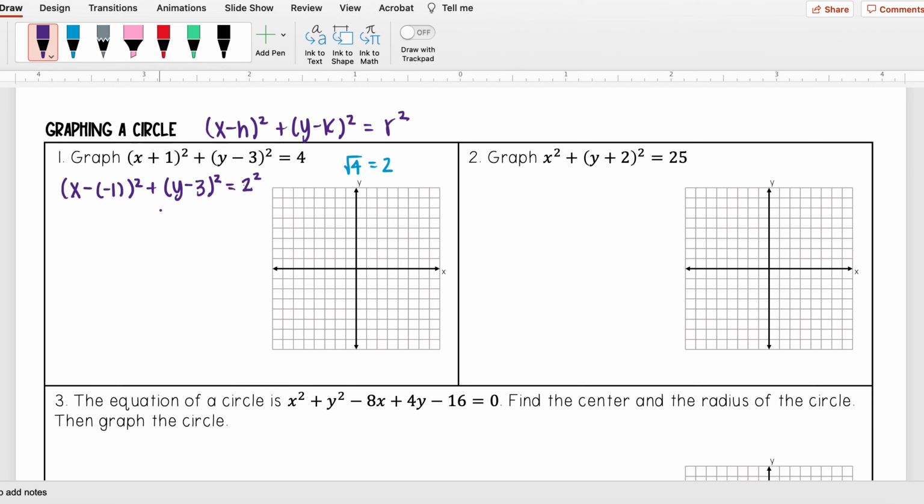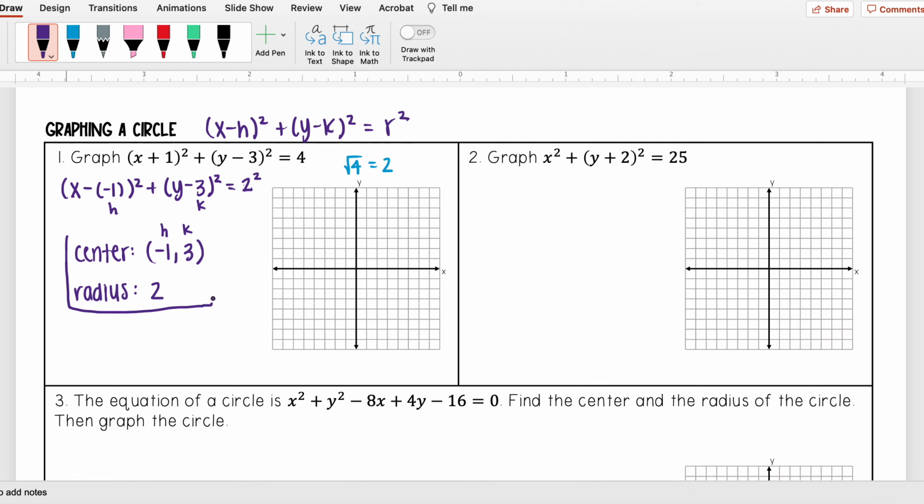Now looking at this, I can identify what my center is and what my radius is. I see that my center is negative 1, 3. Remember, that's my h and my k. And my radius is 2.